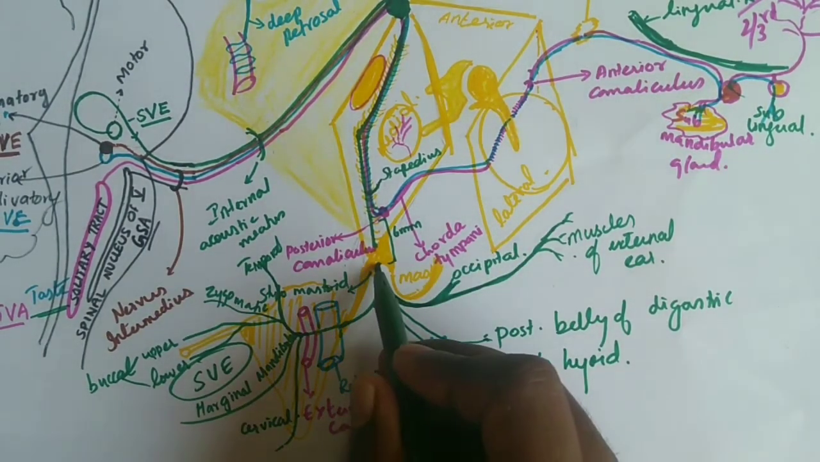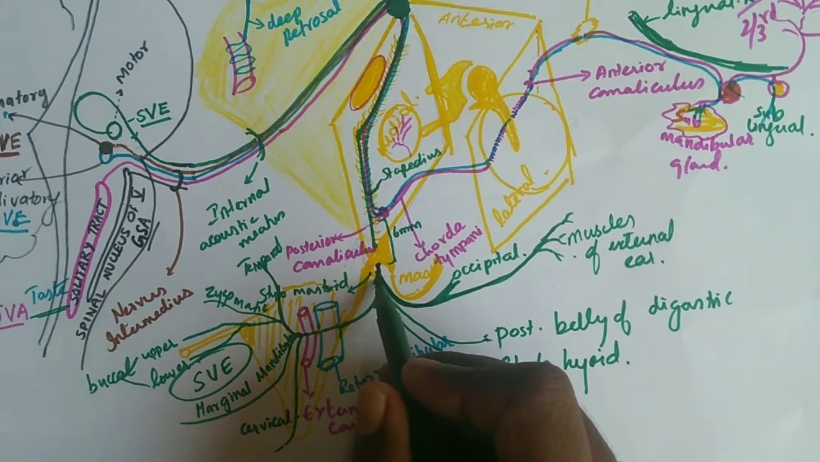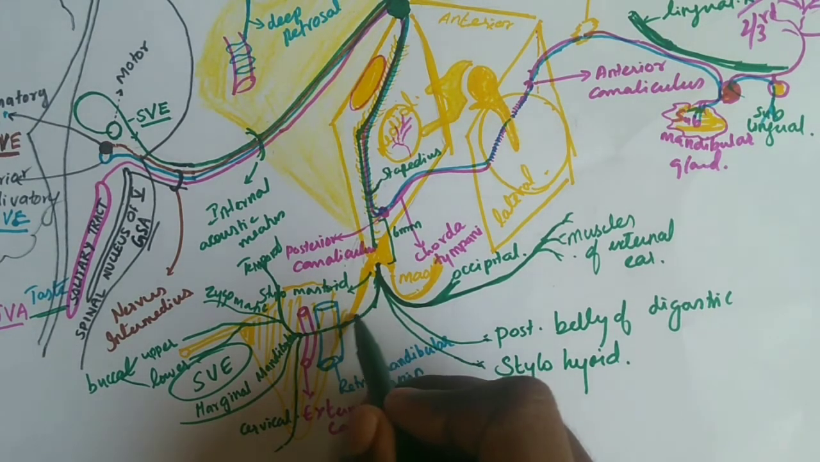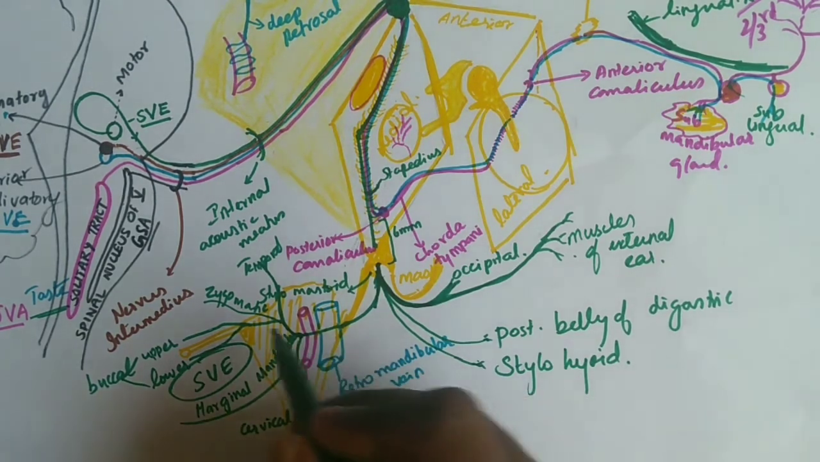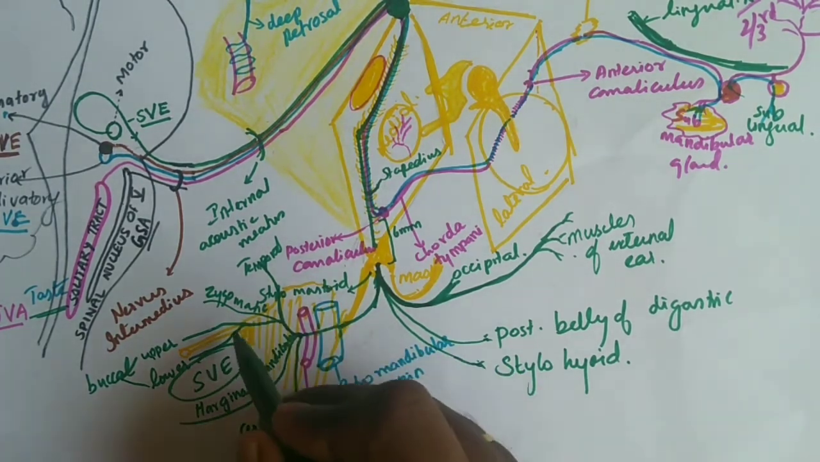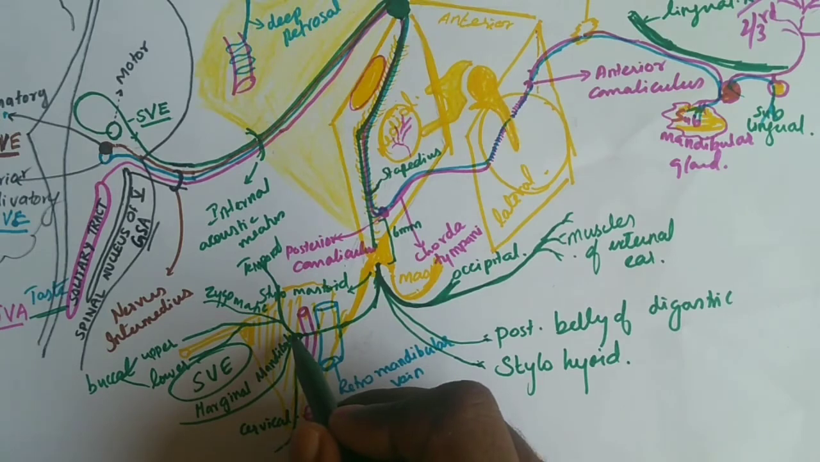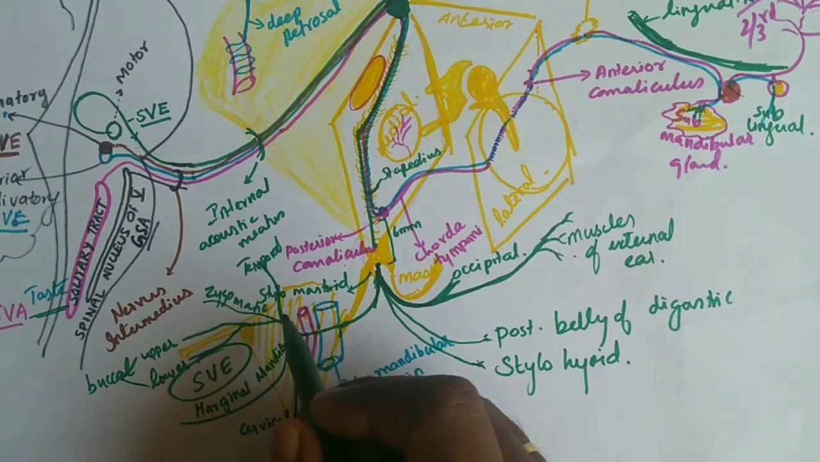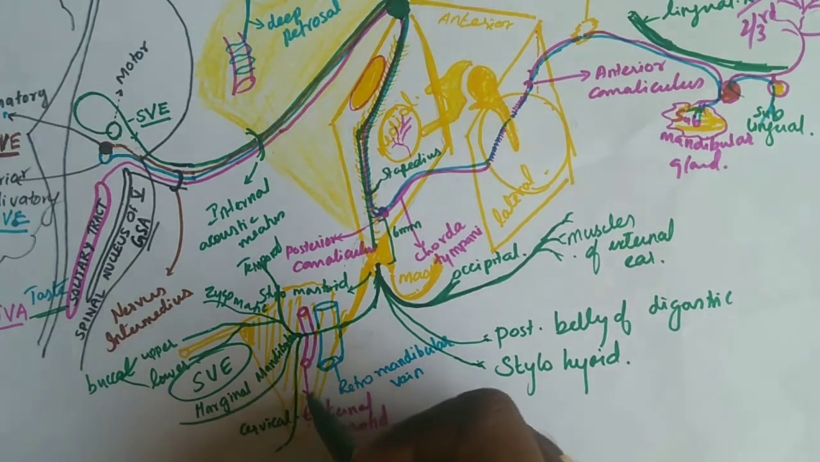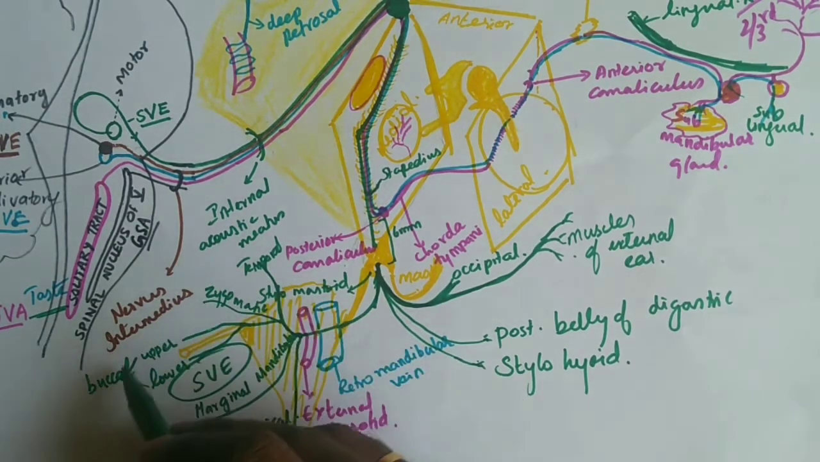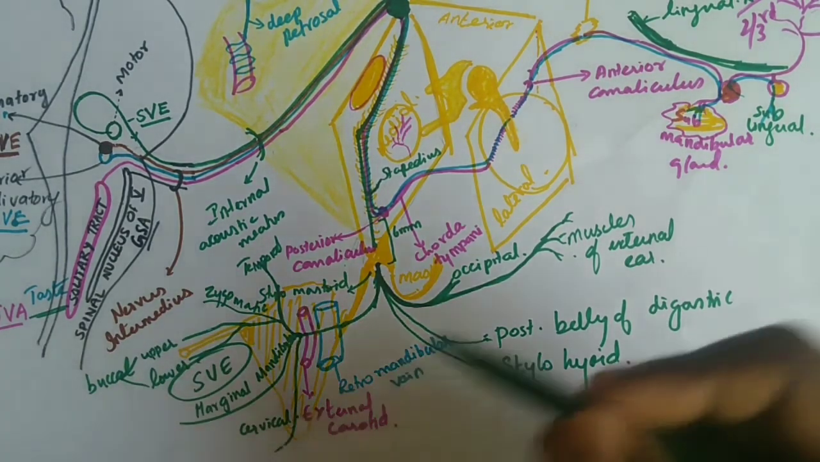So once more, after it comes out of the cranial cavity, it descends down, it crosses the styloid process and also the retromandibular vein and the external carotid artery, and it is found inside the substance of the parotid gland. Inside the substance of the parotid gland, it gives off 5 branches: the temporal, zygomatic, upper and lower buccal, marginal mandibular and the cervical. So together it will be supplying the muscles of facial expression.